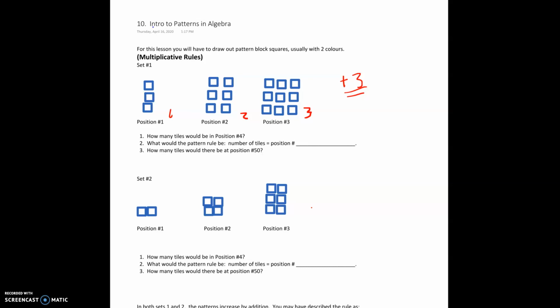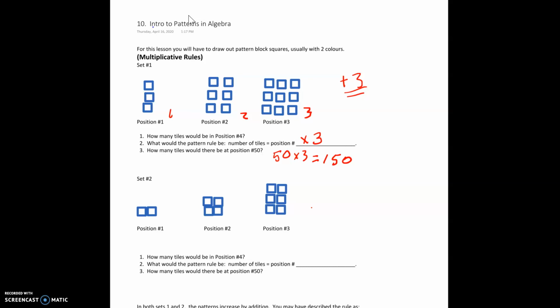To generate a pattern rule for that, we start thinking of repeated addition being multiplication. So our position number, 1, 2, 3, or 4, is simply multiplied by the amount that increases each time, in this case 3. So position number times 3. Then when it gets to how many tiles would there be in position number 50? Well, position number 50 times 3 is going to equal 150. And so we can start to see that using repeated addition, we can figure out our rule based on position number.